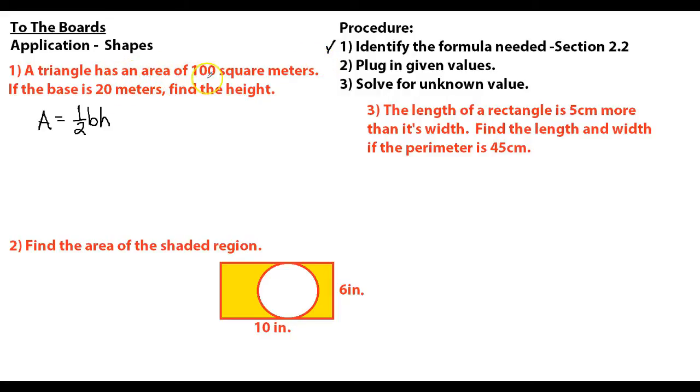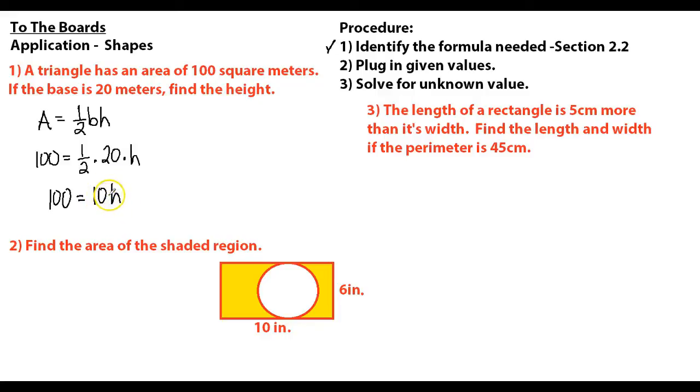Okay, now we need to plug in the given values. They tell me that the area is 100, and that the base is 20. So I've got 1/2 times 20 times h. Our goal is to find the height. This is what we need to find right there, that h. So let's go ahead and combine like terms. I'm going to do 1/2 times 20. That gets me 100 equals 1/2 times 20 is 10h.